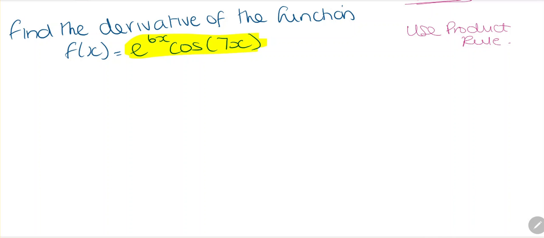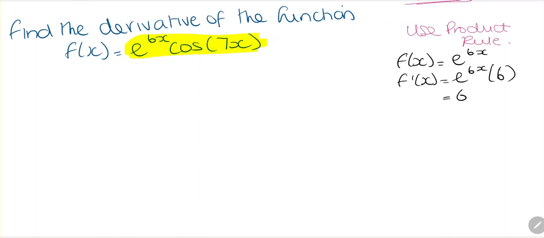So let's write down our terms. Our f of x, for our first term, e to the 6x is going to be the same. Our f prime of x, now we need to write down e to the 6x, and then we're going to multiply it by the derivative. So the derivative is going to be 6, so we can write this in front. So 6e to the 6x.